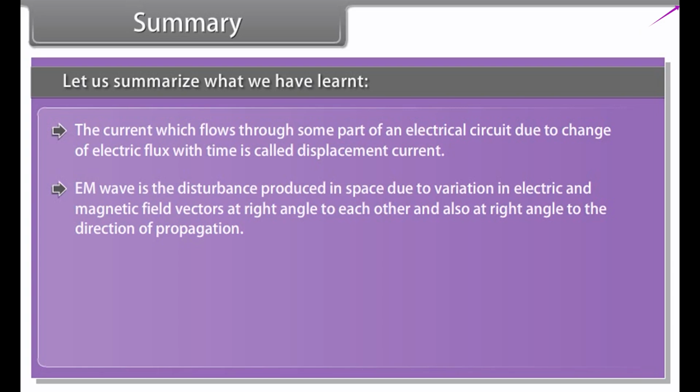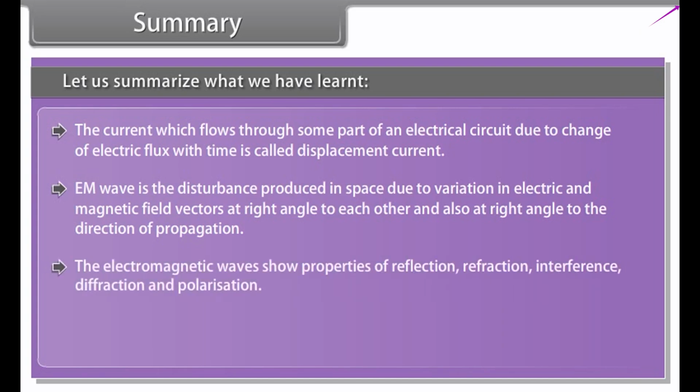EM wave is the disturbance produced in space due to variation in electric and magnetic field vectors at right angle to each other and also at right angle to the direction of propagation. The electromagnetic waves show properties of reflection, refraction, interference, diffraction and polarization.